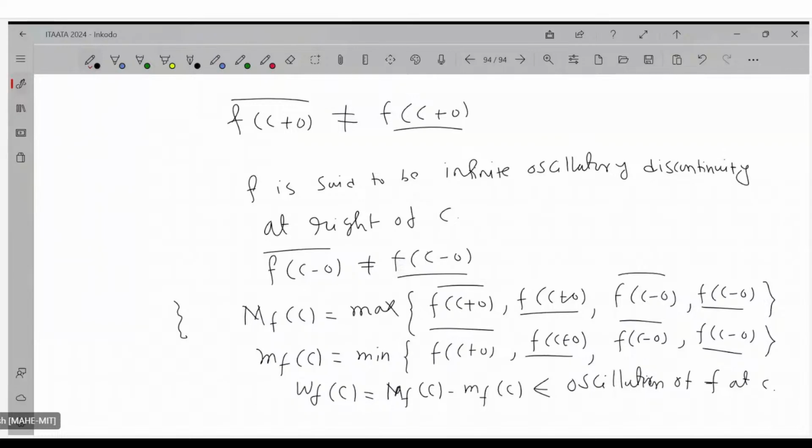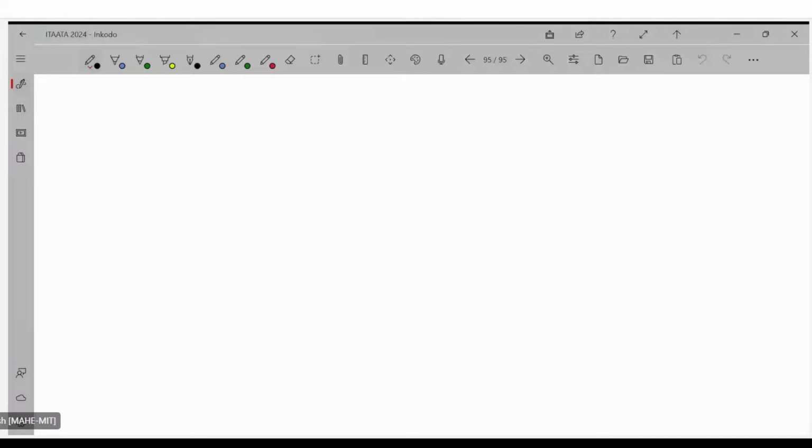Okay, so let me now write down the whole picture. So now we already have a picture for the left endpoint. So now C is an interior point of I. So f has a discontinuity at C, where C is an interior point of I.